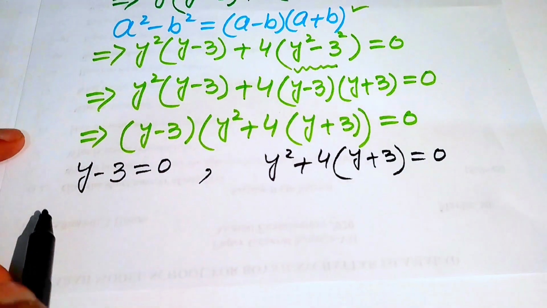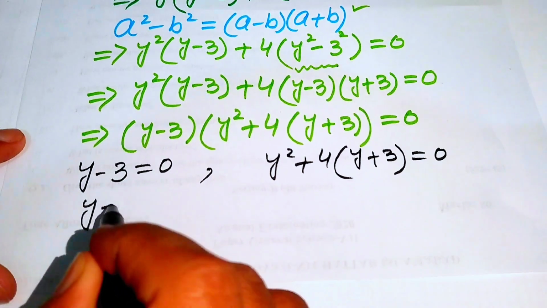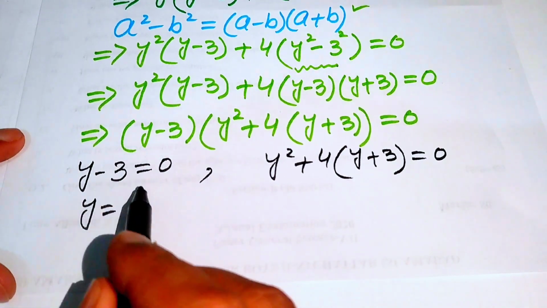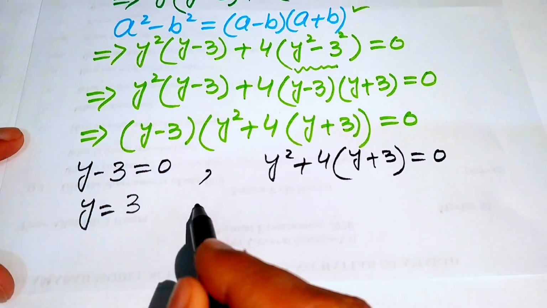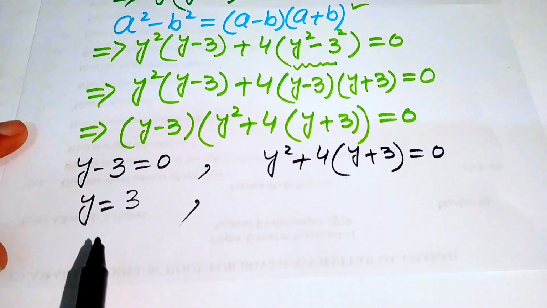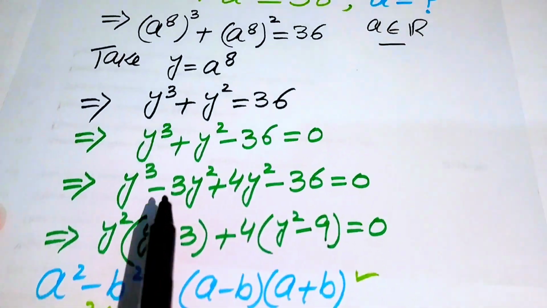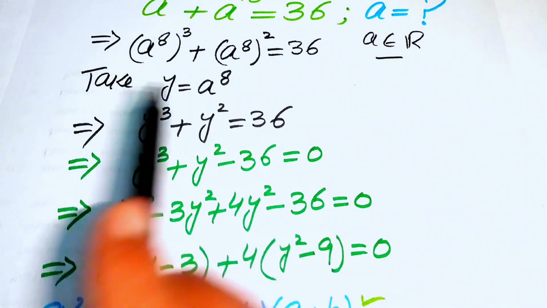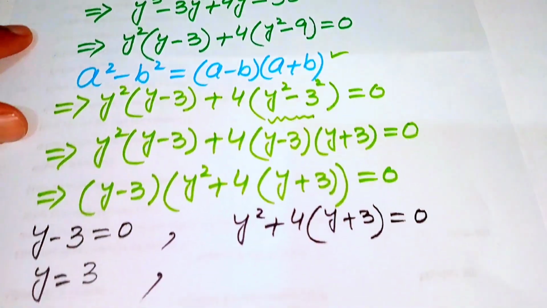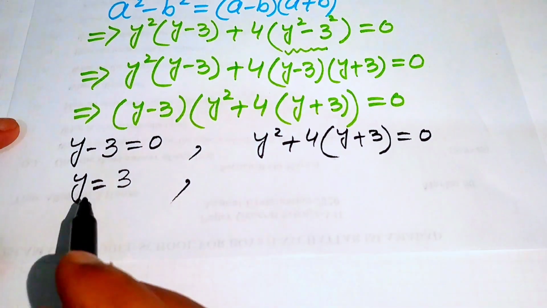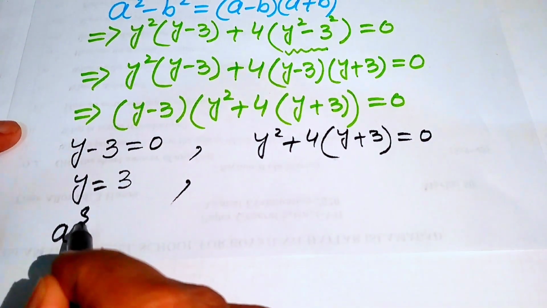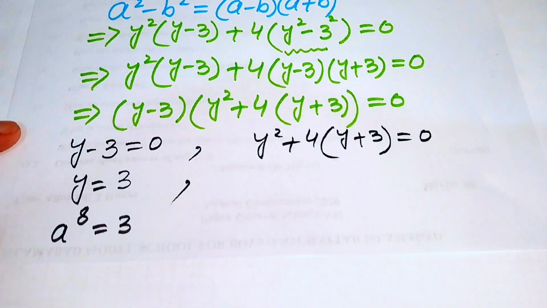In the first case we easily get the value of y. Here we move this minus 3 to the right hand side and we get y equals 3. Then we back substitute the value of y: we take y equals a to the power of 8, so we substitute this value of y here and you get a to the power of 8 equals 3.